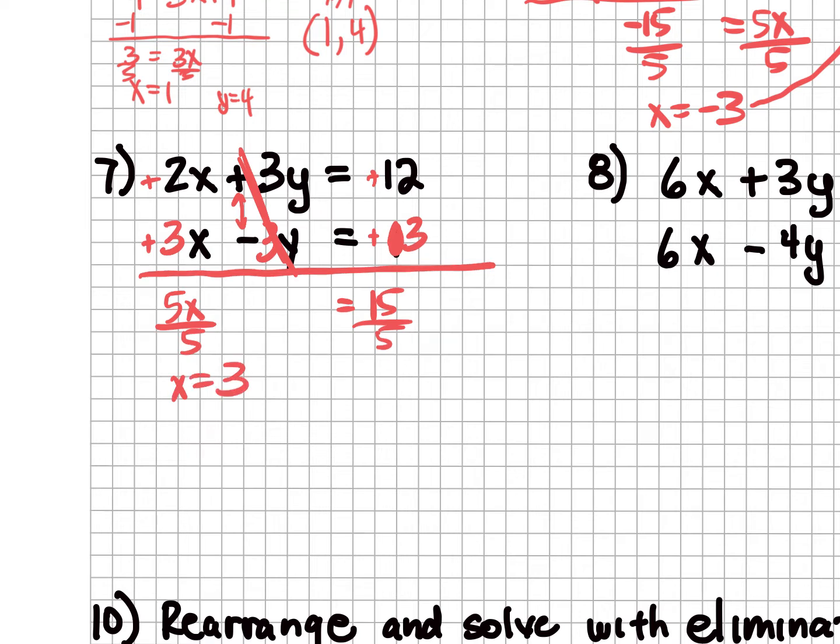Okay, if x equals 3, then I still have that really easy equation right here. x minus y equals 1. So 3 minus y equals 1. Well, you can tell that y equals 2 there. So the answer was 3 comma 2.